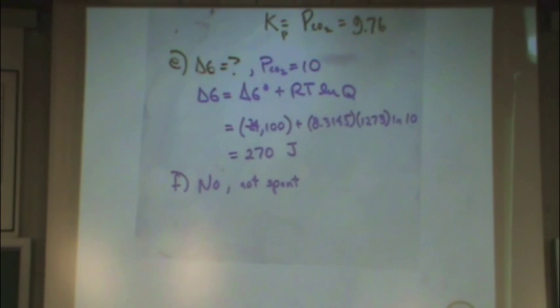Q is the partial pressure of carbon dioxide. That's right, because it's the only thing in the reaction that's not a solid.